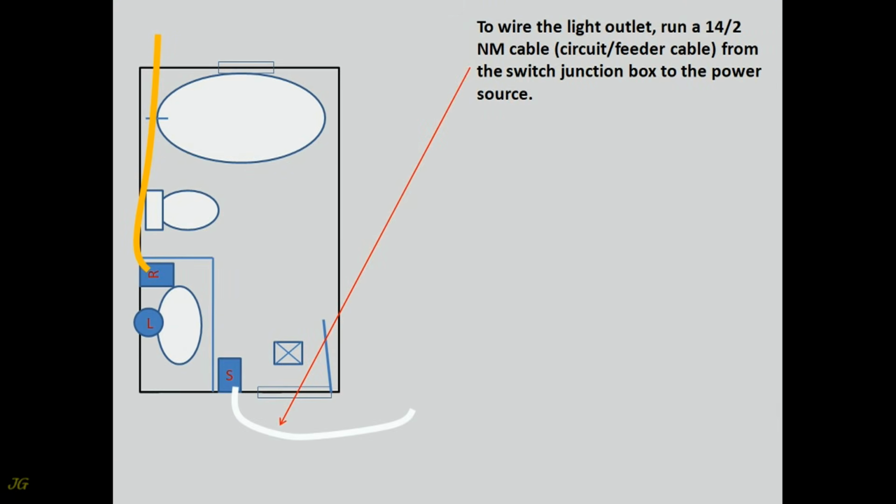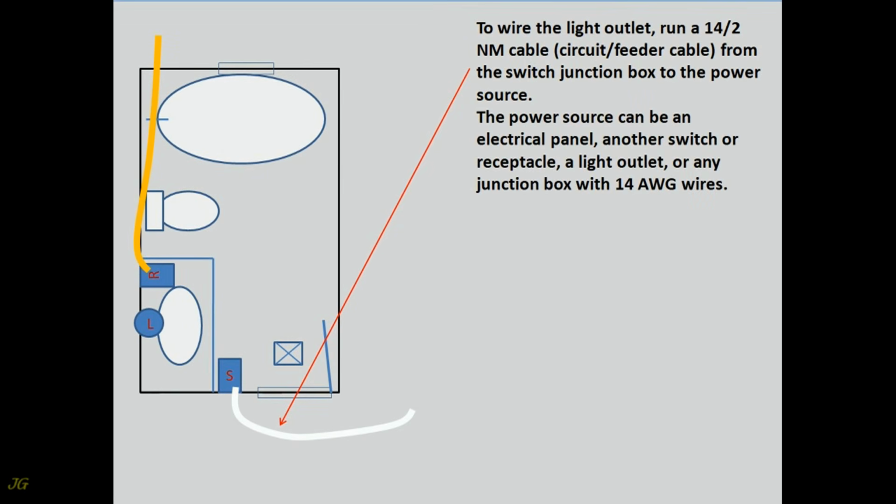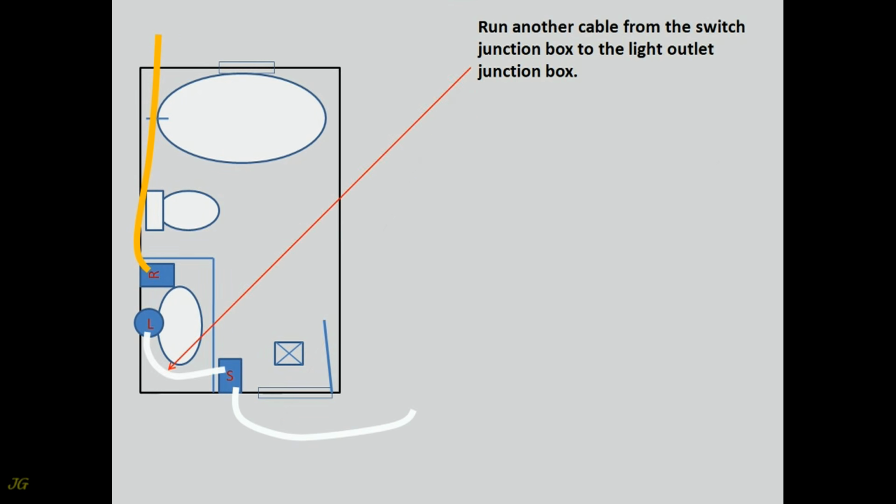To wire the light outlet, run a 14, 2, NM cable, circuit feeder cable, from the switch junction box to the power source. The power source can be an electrical panel, another switch or receptacle, a light outlet, or any junction box with 14 AWG wires. Run another cable from the switch junction box to the light outlet junction box.